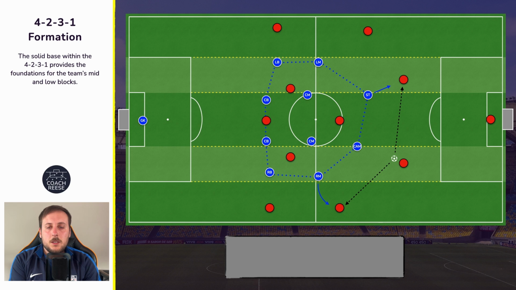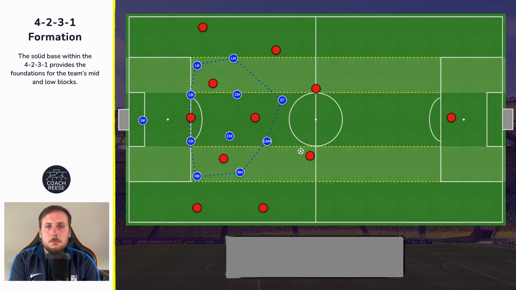So, as the team move into their low block, the first option is to just maintain the 4-4-2 shape that was used within the mid-block and just essentially move it deeper, with the same concepts, so short horizontal and vertical distances. As within the mid-block, when a team are in their low block, it's a very similar idea, and it's about trying to restrict the opposition's ability to access central areas.